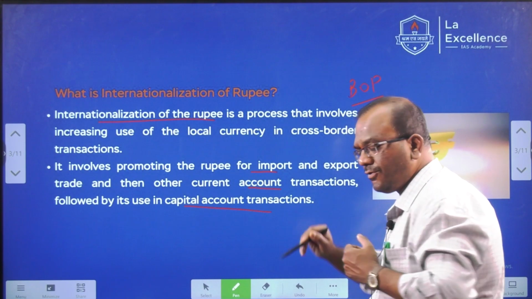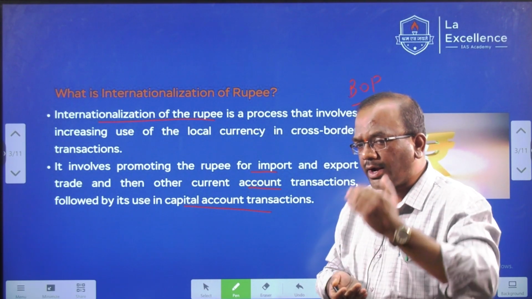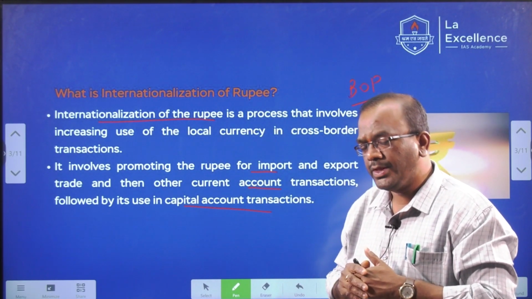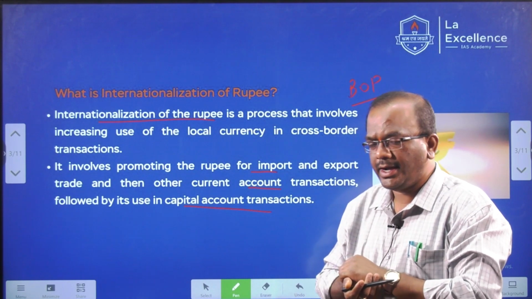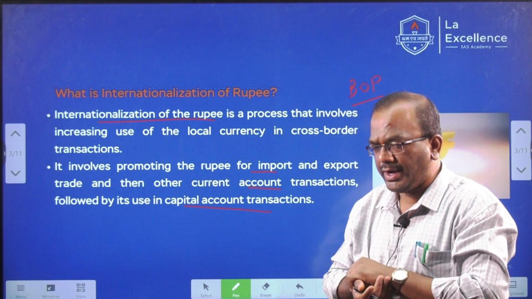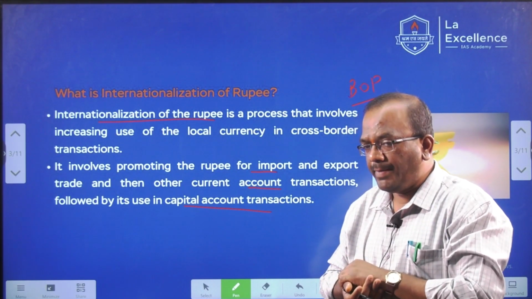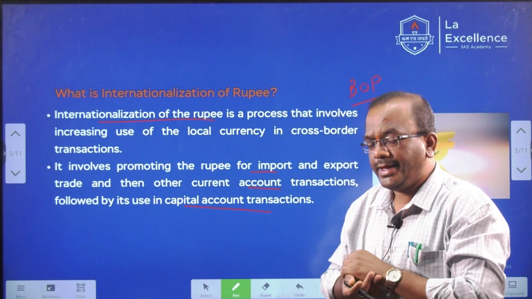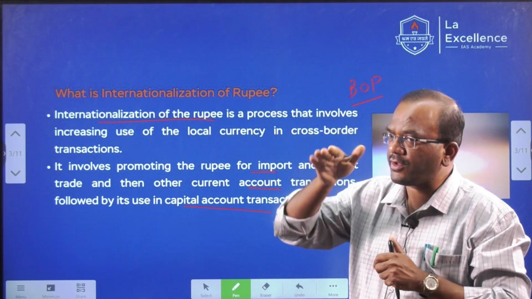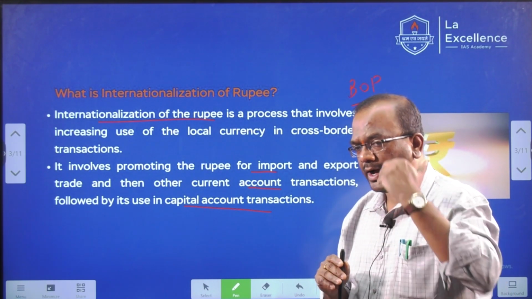BOP, balance of payments, is an account of the country which has a credit side and a debit side. Credit is what comes into the country in the form of dollars, and debit is what goes out of the country in the form of dollars. So balance of payments is a systematic account of a nation's inflows and outflows, what comes into the country and what goes out. Suppose the inflows are more than the outflows, then your balance of payments account becomes stable. If your outflow is more than the inflow, that is, the dollars going out of the country are more than the dollars coming into the country, because the dollar is now the global reserve currency, then your balance of payments account becomes unstable.